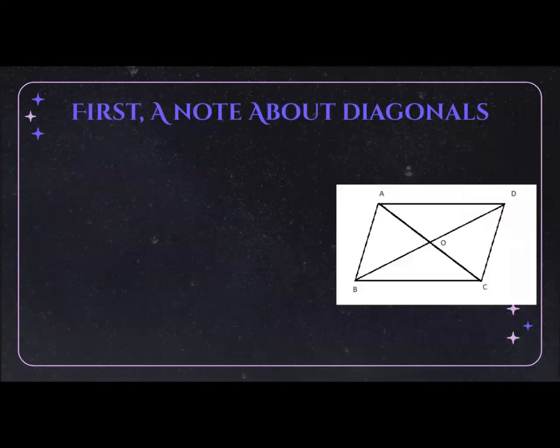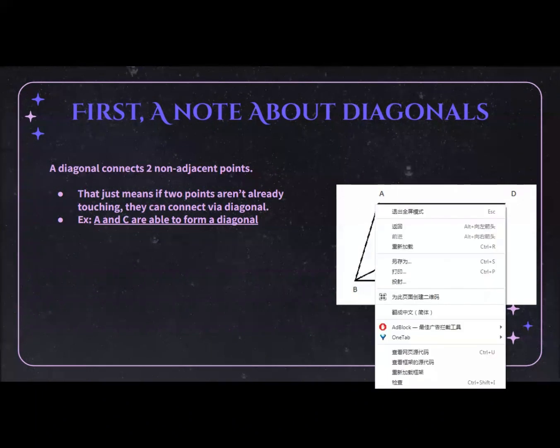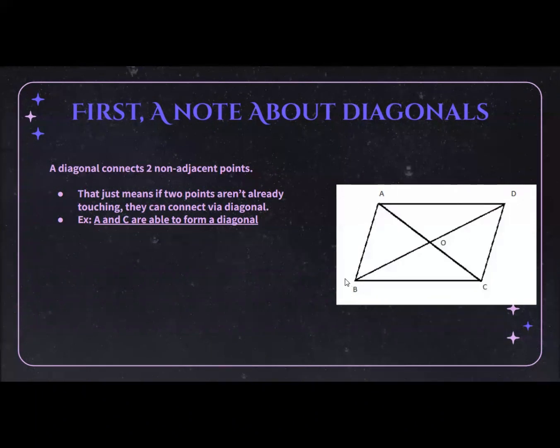So first, let's talk about diagonals, because diagonals in quadrilaterals are surprisingly important. A diagonal connects two non-adjacent points. What that basically means is that if they're not connected already by a line, then you just connect them with another line, and that's a diagonal. So if 2 points are not touching, they can connect by diagonal. For example, A and C are able to form a diagonal because they weren't touching in the regular line. And B and D are also diagonals.